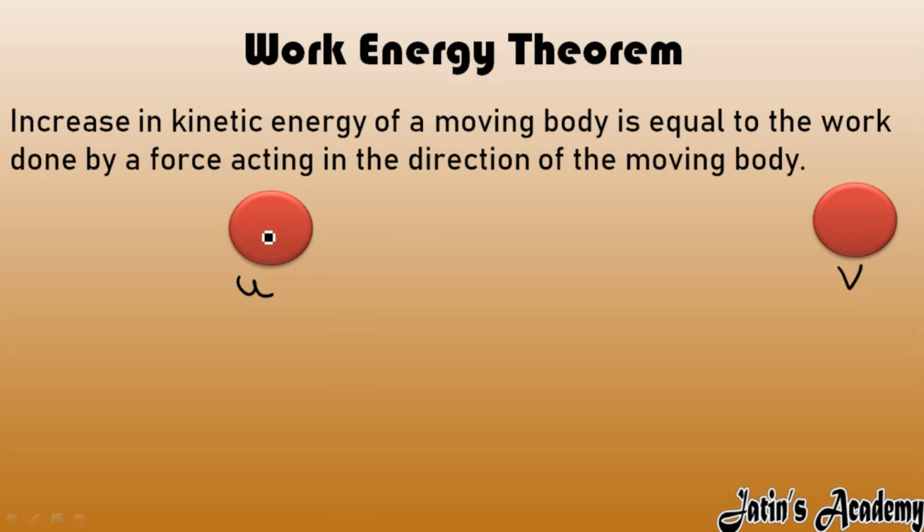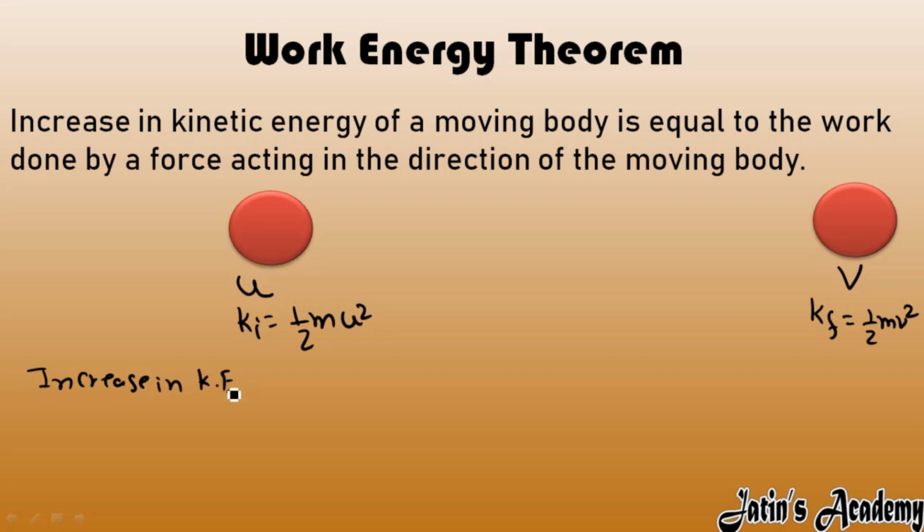And kinetic energy, if I am talking about the initial kinetic energy of this ball, it is half mu square. By applying some force, its velocity will increase. So the final kinetic energy we got is half mv square. So how much is the increase in kinetic energy? The increase in kinetic energy is the final kinetic energy minus the initial kinetic energy. Final kinetic energy we have half mv square, minus initial kinetic energy half mu square.